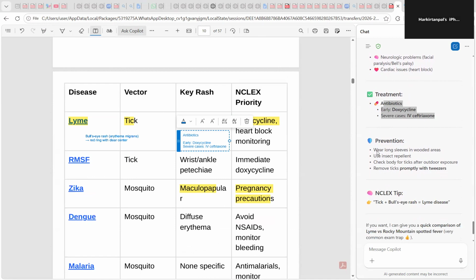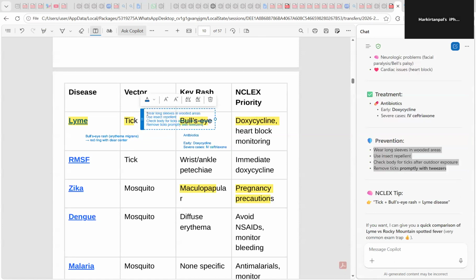So prevention is also a very important question-asking area. I got a question from this. We can wear long sleeves while walking through a wooded area, that means a forest. And also we can use insect repellents. That means it will protect our skin from getting bitten. So mosquito repellent or insect repellent can be used.